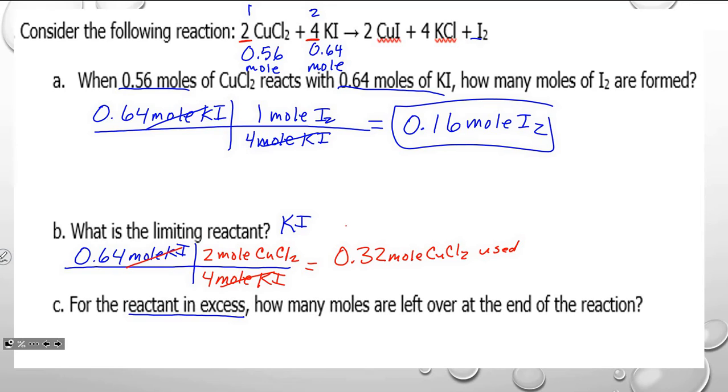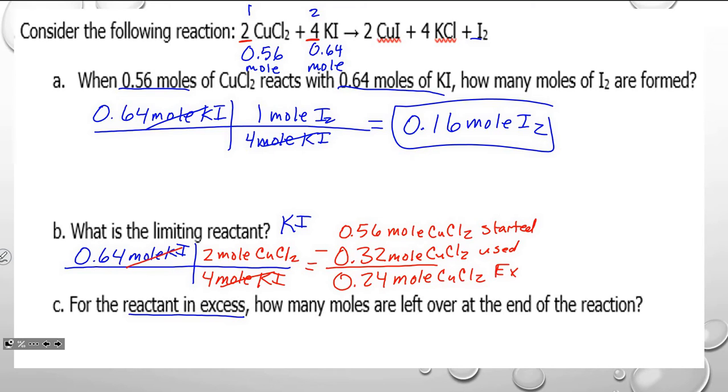I have 0.56 moles of copper chloride that I started with. I'm just going to subtract those two, and I get 0.24 moles of copper chloride in excess.